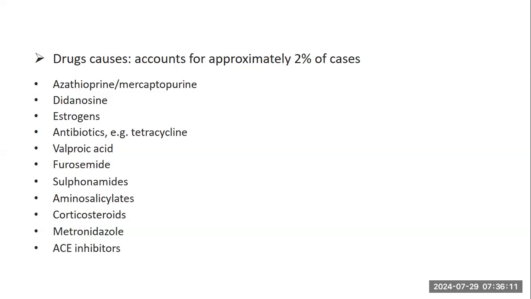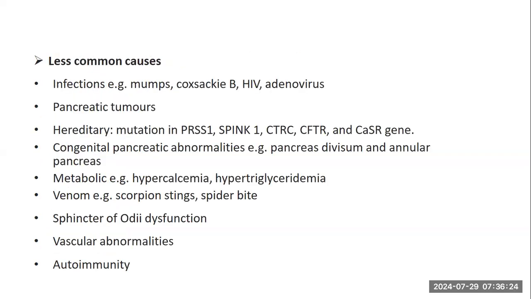Then these are some drug causes of acute pancreatitis, and drug causes generally account for 2% of cases. The list is shown here as azithromycin, didanosine, estrogen, antibiotics, and others. These are some less common causes of acute pancreatitis and include infections like mumps, Coxsackie B, viral infection, HIV, adenovirus, pancreatic tumors, then some hereditary causes when there are some gene mutations as shown in the slide, then some congenital pancreatic abnormalities like pancreas divisum and annular pancreas. So these are some congenital causes.